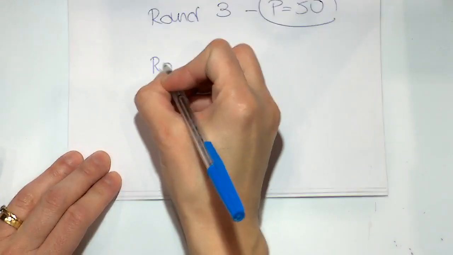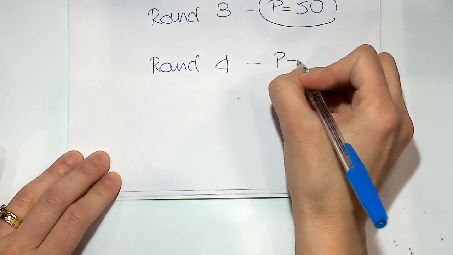Okay, so for round 4, the price is again 48.